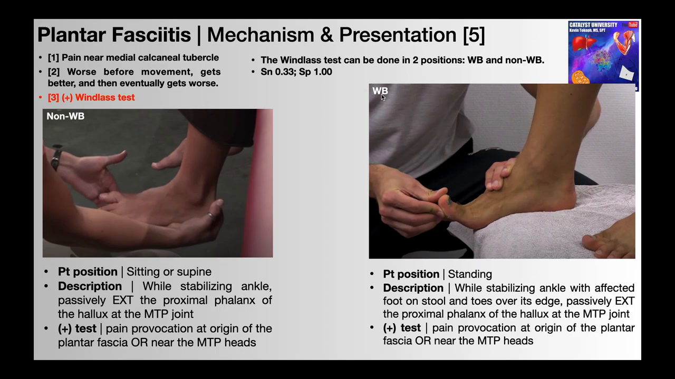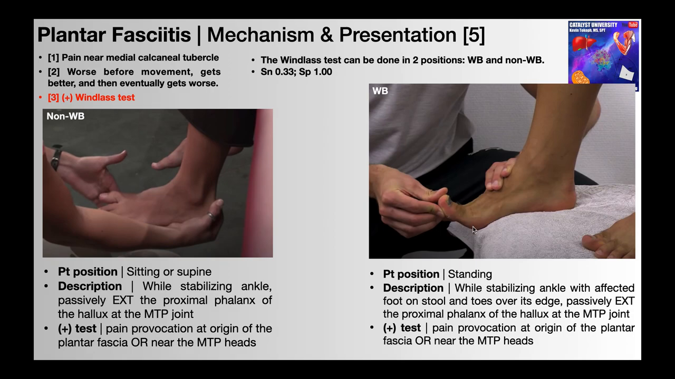You can also do the Windlass test in weight bearing. For this, the patient is going to be standing with their foot on a stool like this in such a way that the balls of the feet, the MTP joints, are just hanging over the edge of the stool and the toes are off the edge. Now, while stabilizing the ankle with the affected foot on the stool and the toes over the edge, the PT is going to passively extend the proximal phalanx of the hallux at the MTP joint.